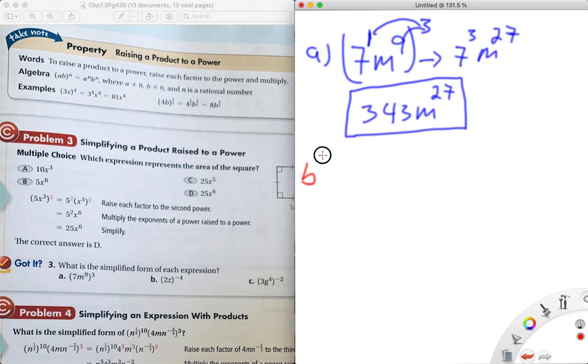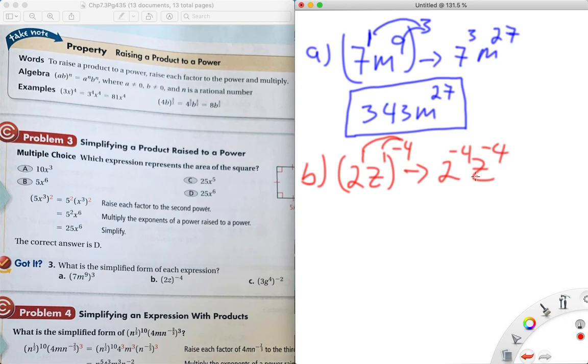Alright, so B says we have 2z, and they are both being raised to the negative 4th power. Again, if you want to put the 1 here, you can. I do it all the time. Negative 4 times 1, negative 4 times 1 gives me 2 to the negative 4th power z to the negative 4th power. Again, I can't leave it here because it's not simplified because my exponents are negative.